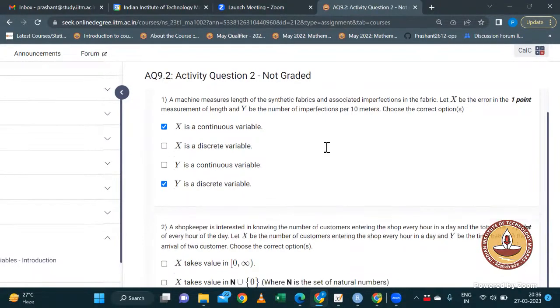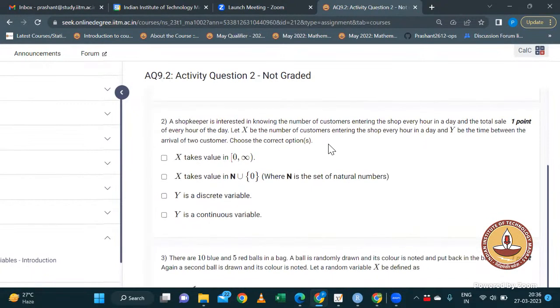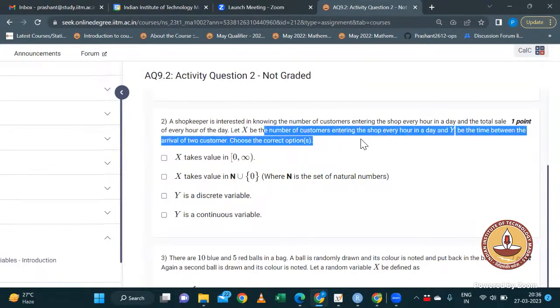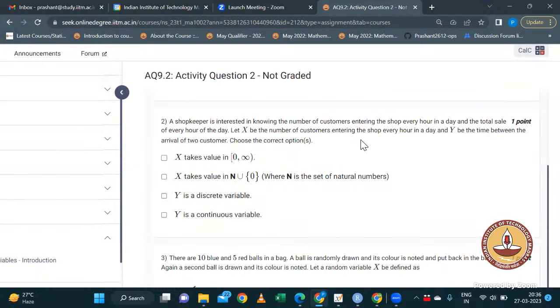Okay. What about question number 2? X is the number of customers entering the shop every hour in a day. That means x is a discrete random variable. It would be natural numbers including 0. And the second one, the time between arrivals, is a continuous variable.